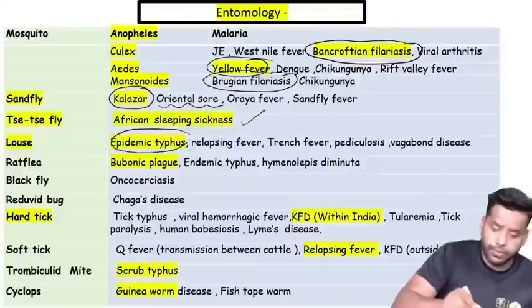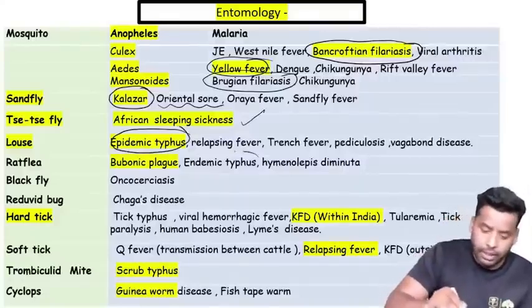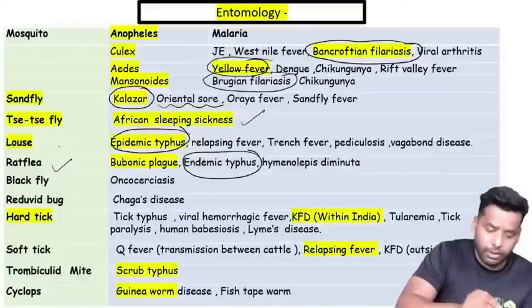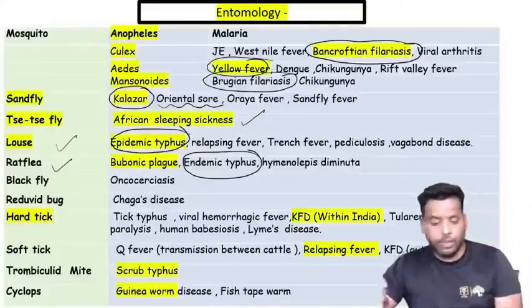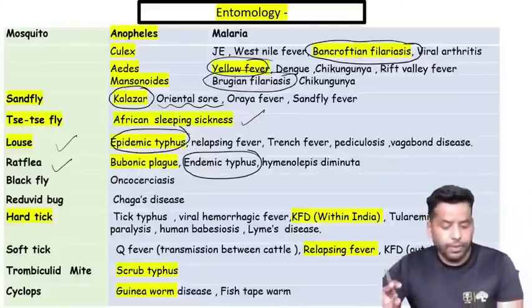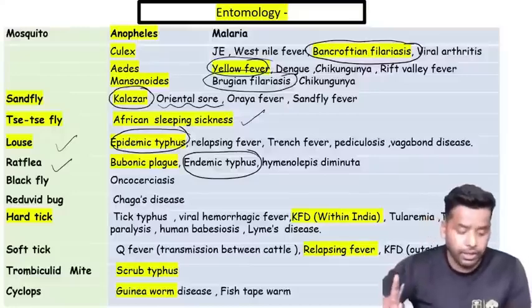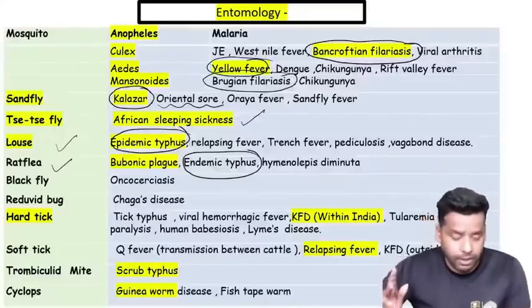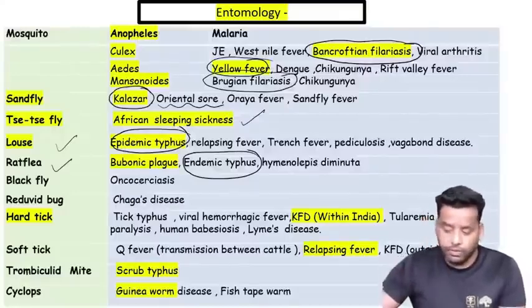Epidemic typhus is louse. Endemic typhus is rat flea. Don't make a mistake in this. Epidemic typhus is by louse. Endemic typhus is by rat flea. Rat flea is also the vector for plague.